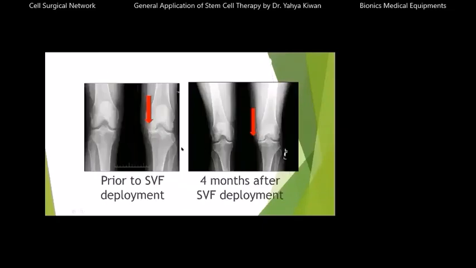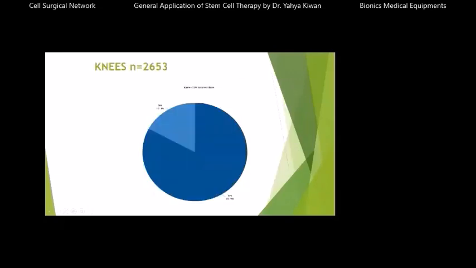This is just one example. I'm not an orthopedic surgeon, but you could see this is before treatment, and this is after treatment. You see the joint space has come back again, and this is due to regrowth of the cartilage. So the success rate in the knees is 82%.